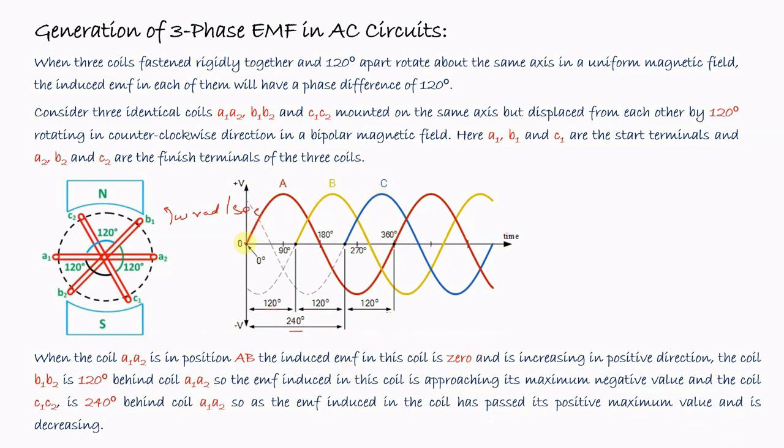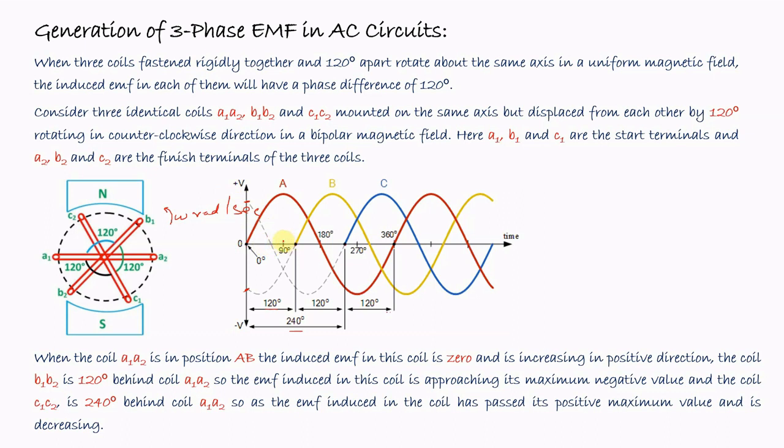That means here at omega t equal to 0, the EMF in coil A starts to induce. In that case, the EMF in the coil B is negative. Here it has been shown the EMF induced in the coil B is negative. And the EMF induced in the coil C has just reached the maximum and it is on the positive side, but it is decreasing.